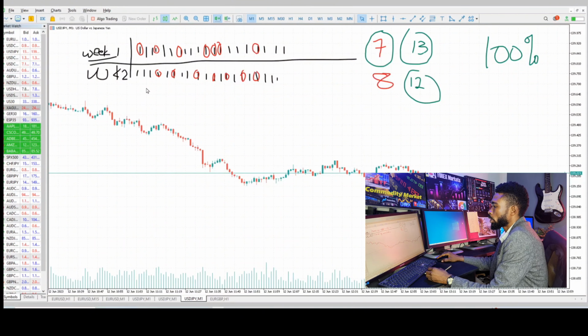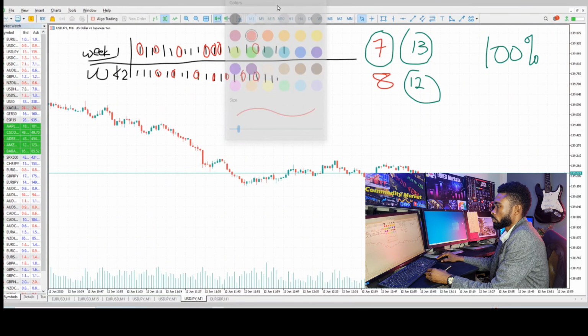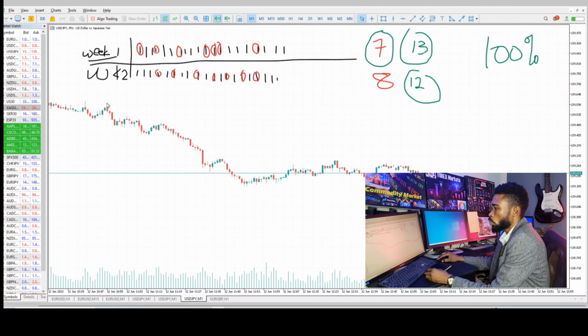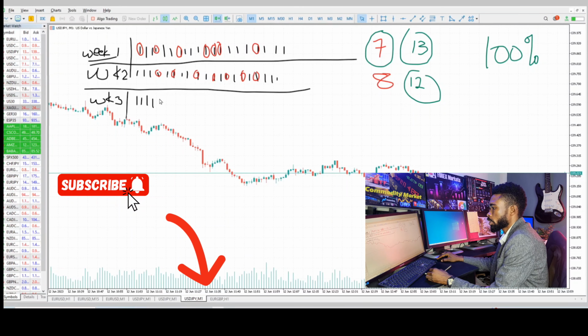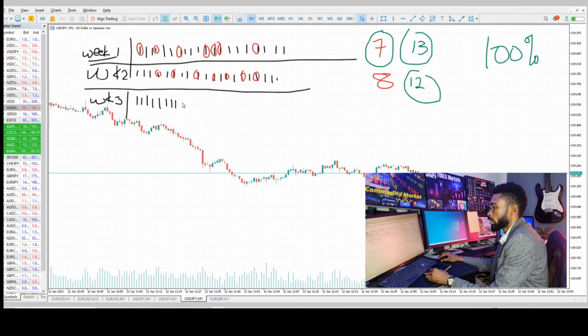Now, within 2 months of trading, let's go to week 3. So let's say the third week, which is week 3, you took the same 20 trades or around 20 trades. 1, 2, 3, 4, 5, 6, 7, 8, 9, 10, 11, 12, 13, 14, 15, 16, 17, 18, 19, 20.